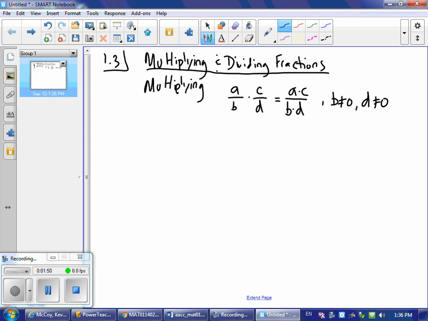So let's go ahead and take a look at an example or two. I think this will be example 3, following what we were doing. So we're going to multiply 2/15 times 5/13.